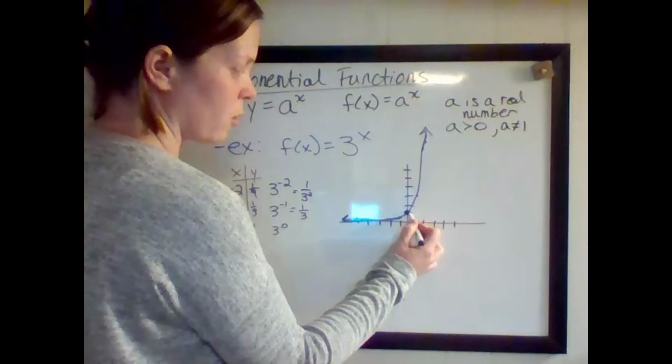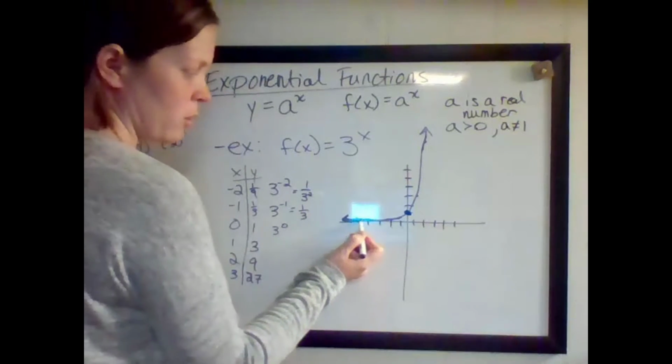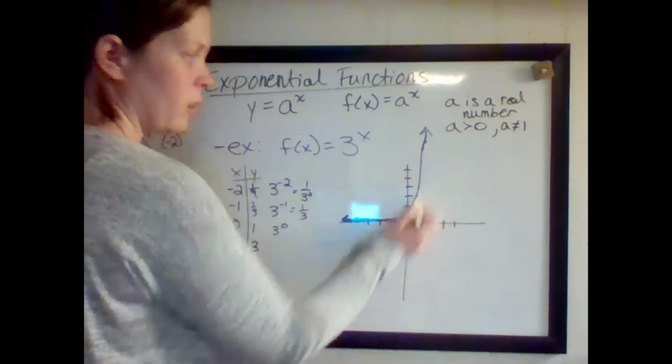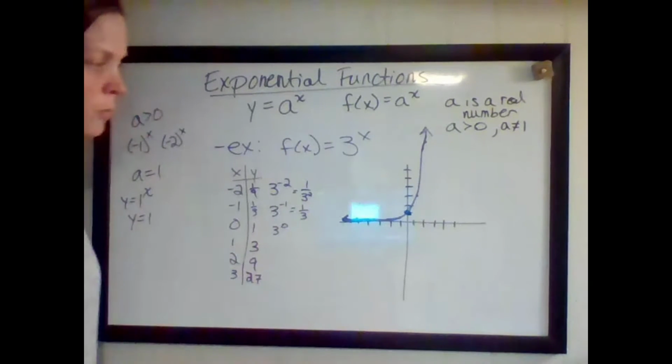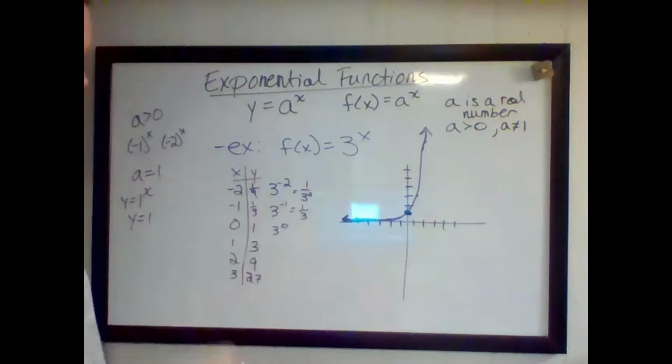The basic one, we're going through 0, 1. It's increasing really slowly until we hit that 0, 1, then it's going to start increasing really rapidly. For most. So that's this one.